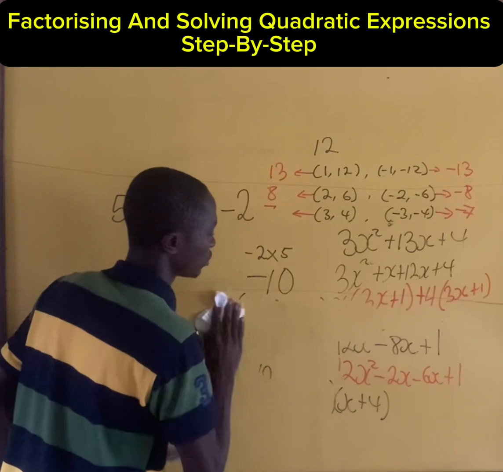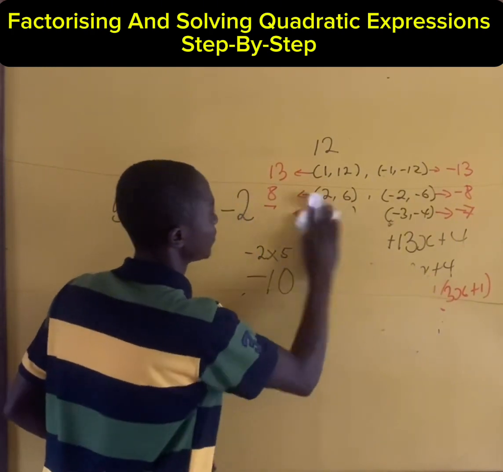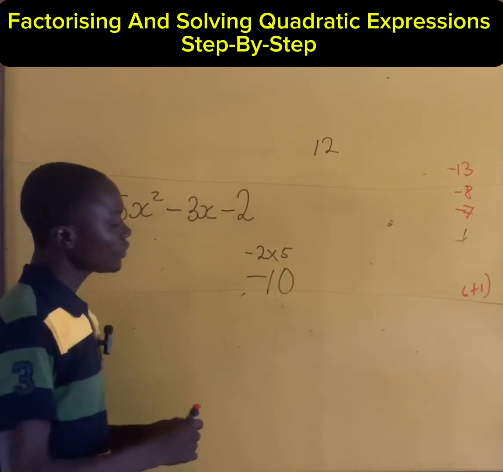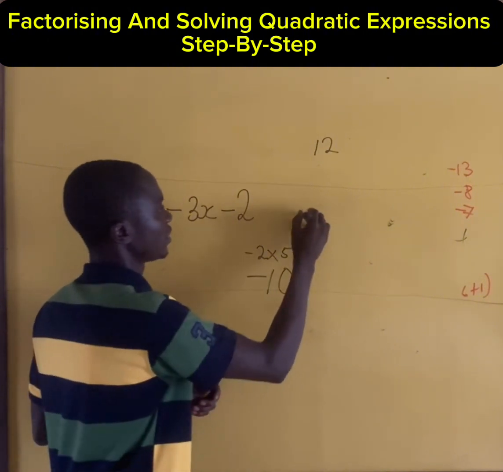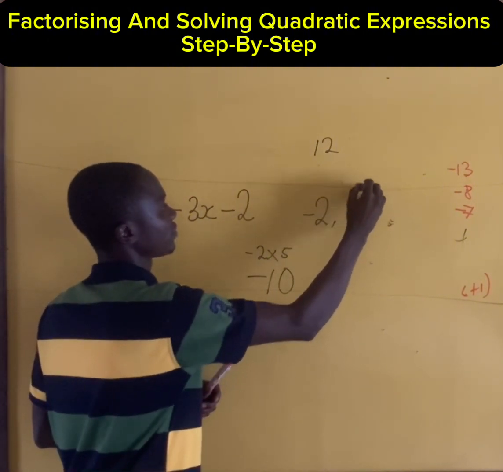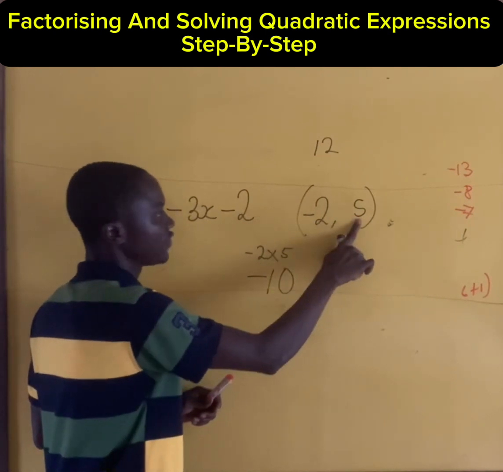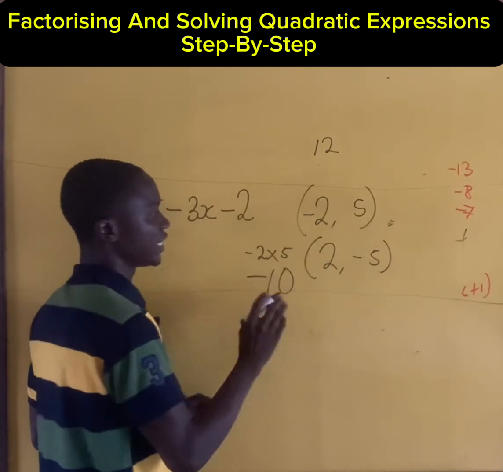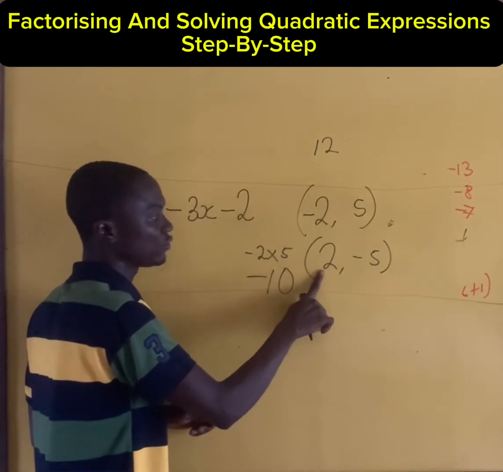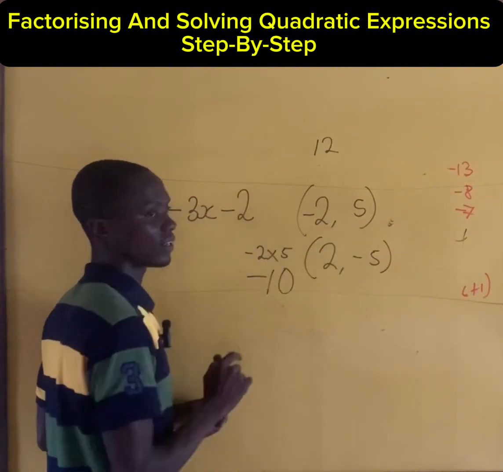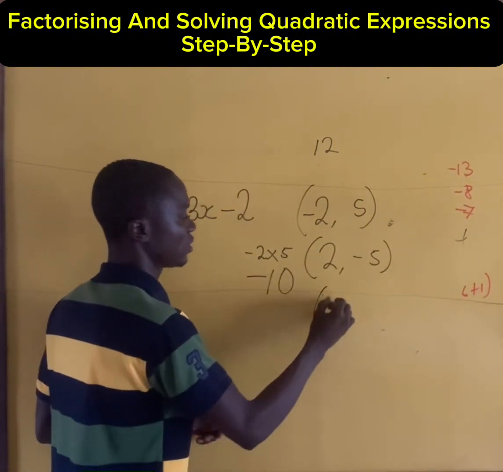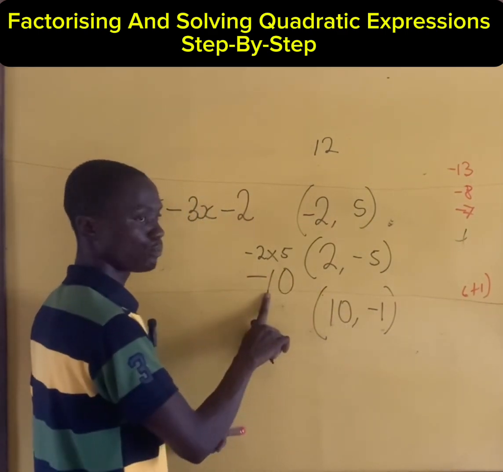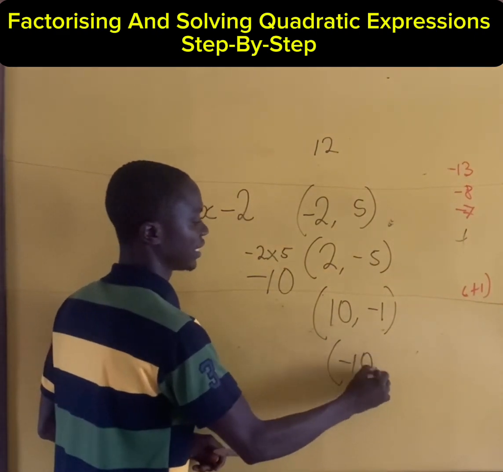Okay, let me use the board wisely, because I have all these places there. So let me use the board wisely. This is minus 10. So we take negative 2 times positive 5. Negative 2 times positive 5 will give me negative 10. I can also consider positive 2 and negative 5. Here, negative 2. Here, positive 2. Here, positive 5. Here, negative 5. So take note of that. Then, positive 10 times negative 1. Positive 10 times negative 1 will give me negative 10. And I can have negative 10 and positive 1.